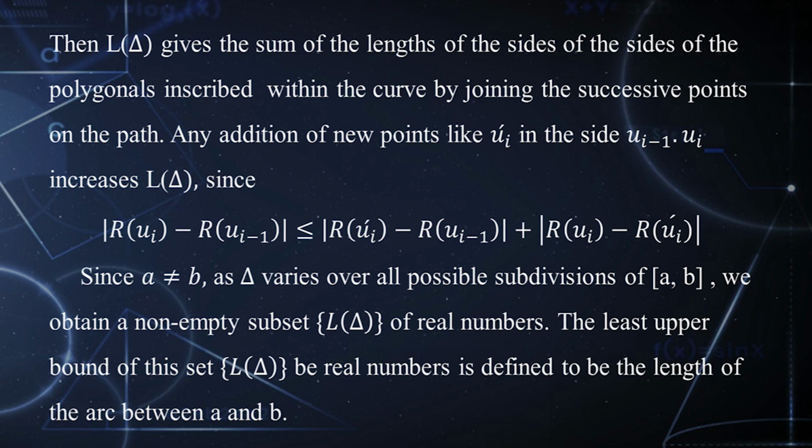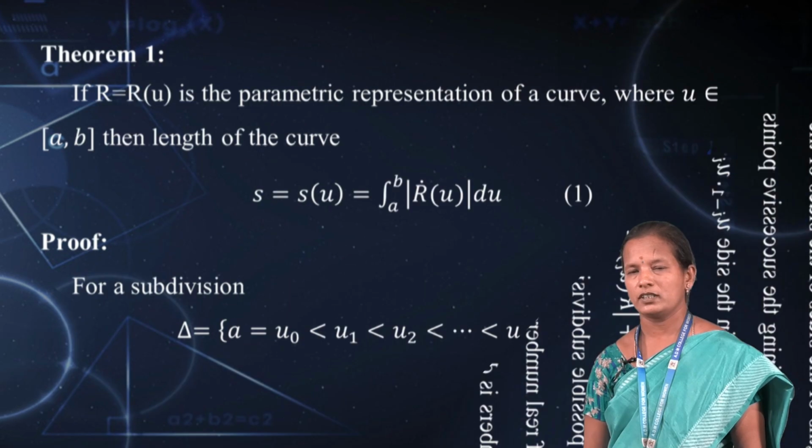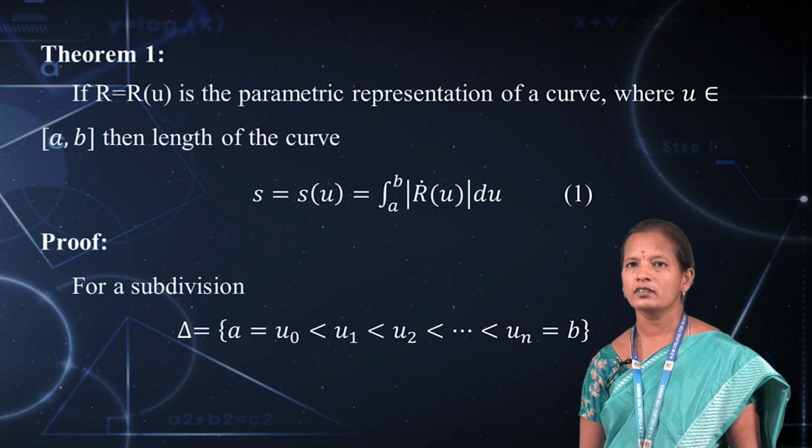Since A is not equal to B, as delta varies over all possible subdivisions of the closed interval AB, we obtain a non-empty subset L of delta of real numbers. The least upper bound of the set L of delta of real numbers is defined to be the length of the arc between A and B. Next, let us go for the theorem.